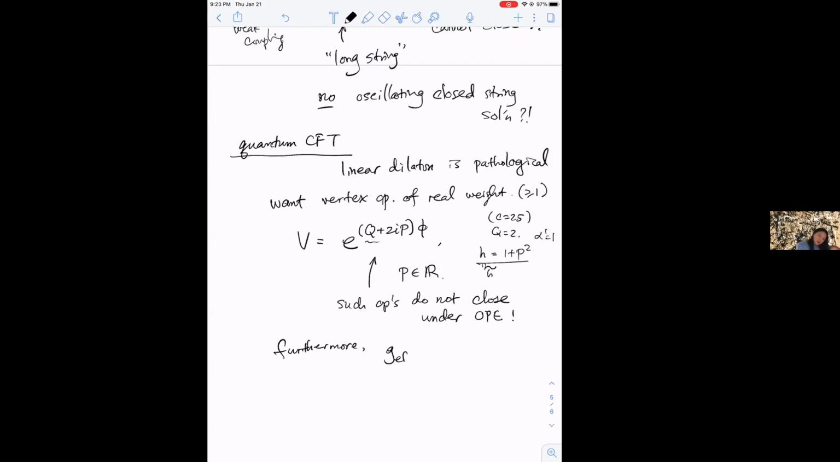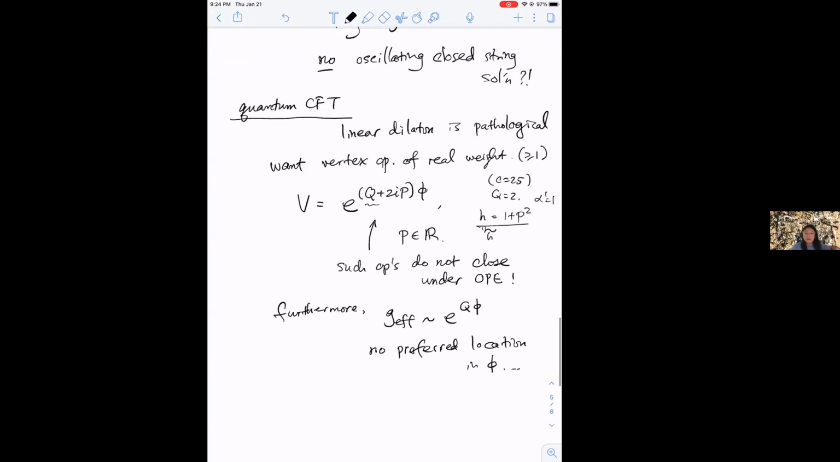But furthermore, we expect the effective string coupling to go like e to the Q phi due to the dilaton charge term in the action. But there is no preferred location in phi. That means that there is no unambiguous notion of the coupling for this background. The consequence of this is that we cannot actually define string perturbation theory, because there's no well-defined string coupling constant to expand in.